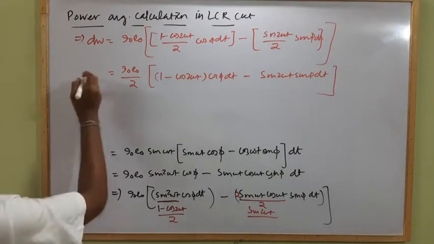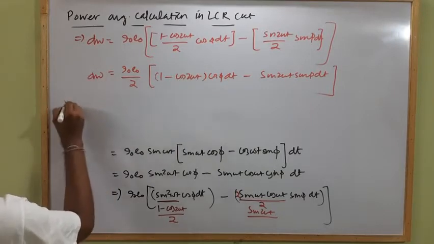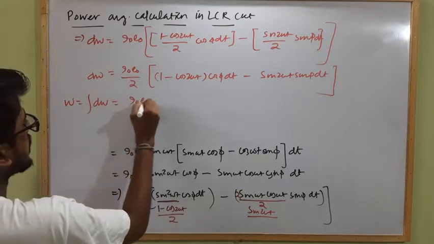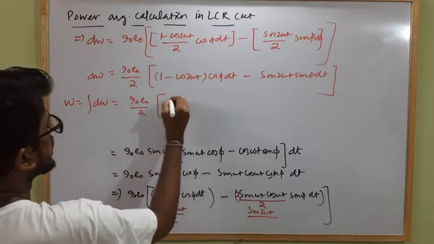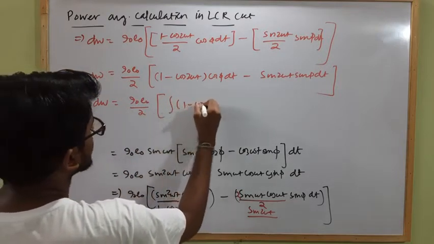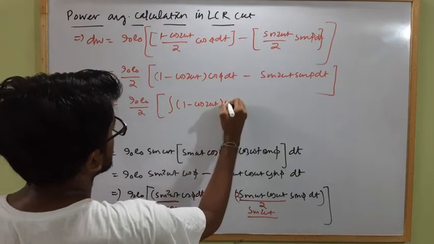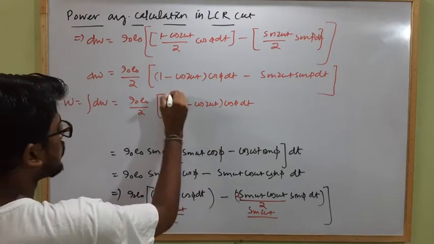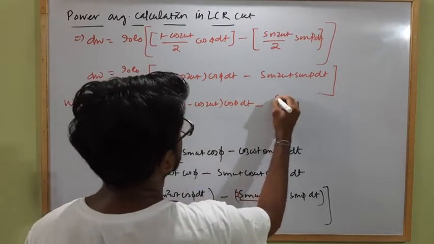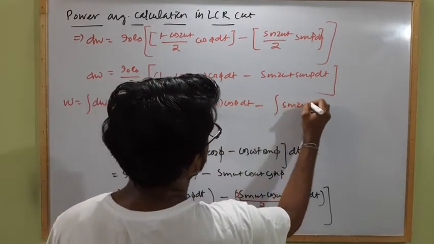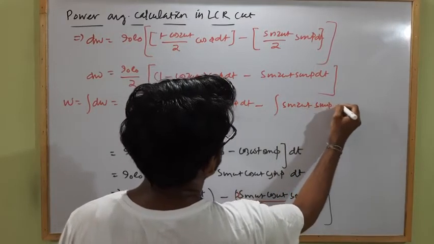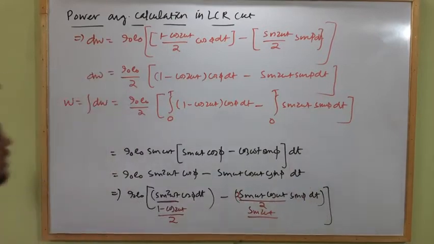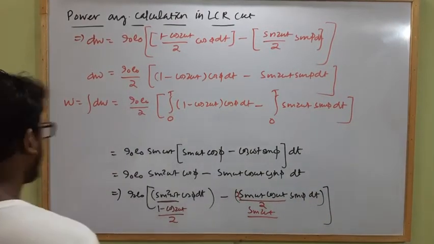Okay, this will be dw. So now total work done W equal to, by integrating dw, it will be how much? I naught E naught by 2, integration of 1 minus cos 2 omega t cos phi dt, integration over a complete cycle, that is from 0 to T, minus integration of sin 2 omega t sin phi dt, integration from 0 to T. Clear? Okay, so now what will become?